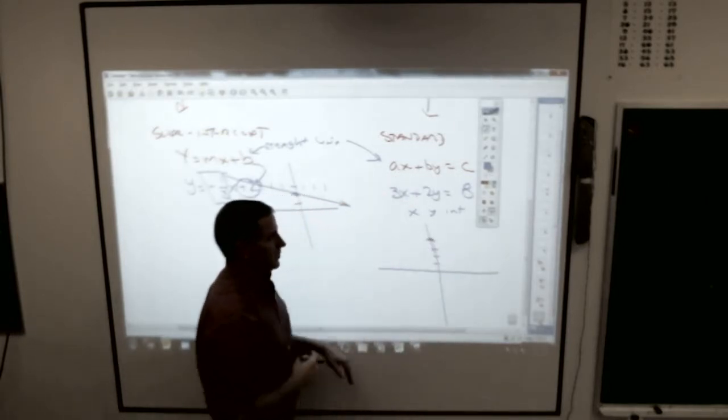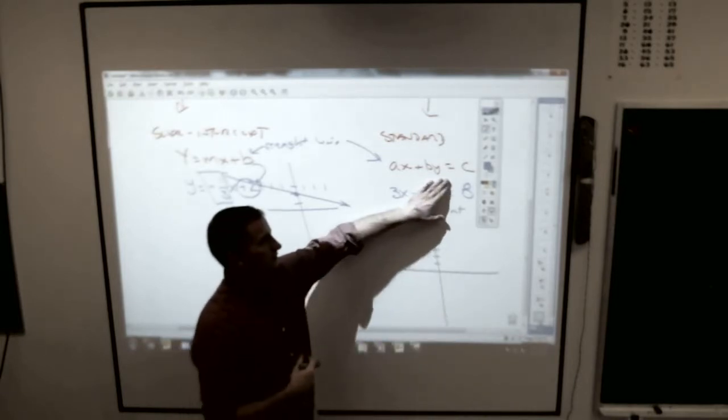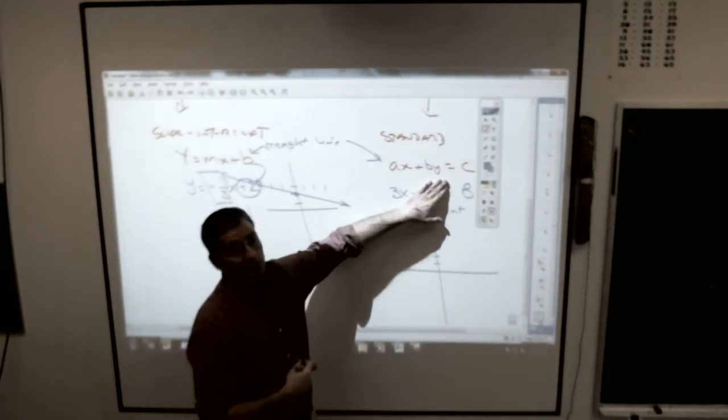And then you need to find where it crosses the x-axis, and here's where people run into trouble. Uh-oh. 3 times what number is 8? Keith Stewart, 3 times what number is 8? You may have to give me a fraction.